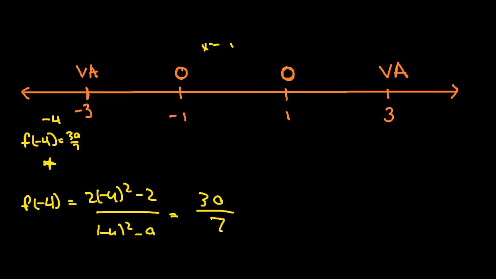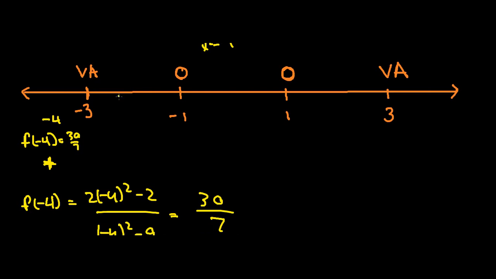So the function values are positive over here, leading up to this vertical asymptote. So the graph is going to look like this. It's going to come from minus infinity, and then it's going to go up, just infinitely.